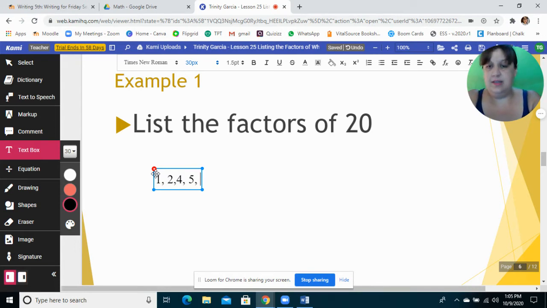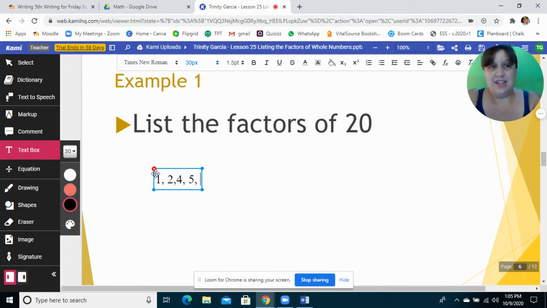So 6 does not work. What about 7? No, because 7 times 2 is 14, and if we add one more 7, it'd be 21, so it'd be too much. So 14 would leave us a remainder, so that does not work.